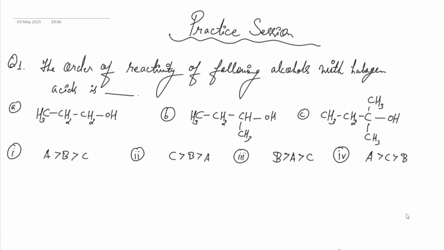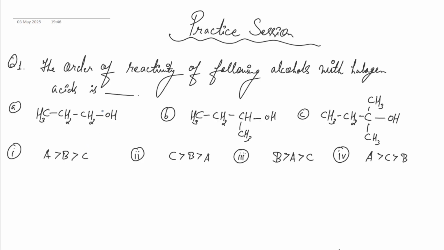So in this session, we will discuss organic chemistry problems. The very first question is: the order of reactivity of the following alcohols with halogen acids is, and we have these three different options, and we need to arrange the order of the reactivity. So if you see how to solve this question, firstly, we need to understand what is the basic difference between these three options.